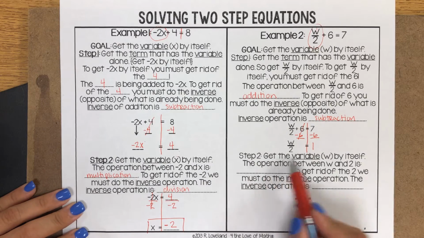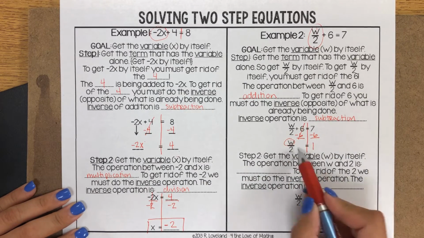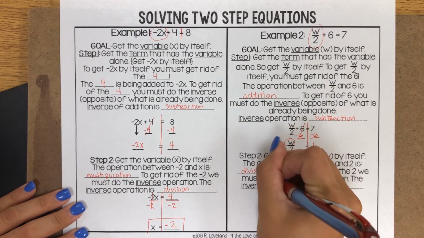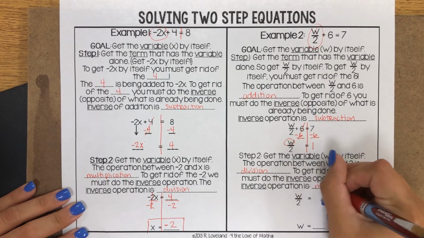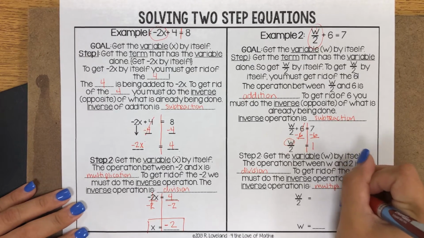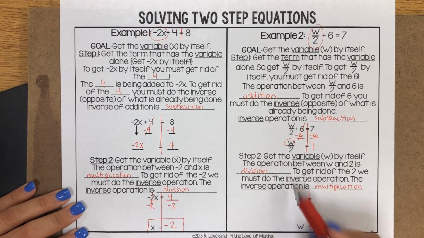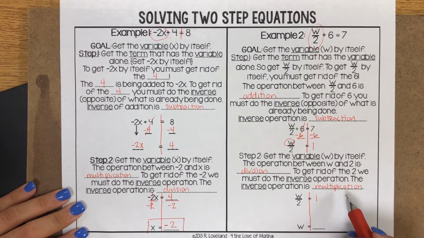So now step 2 is to finally get this w by itself. The operation between the w and 2, we know this bar right here means division. To get rid of the 2, we have to do the inverse operation. The inverse we know of division is multiplication. So I'm going to bring down what I had earlier. The w divided by 2 they brought down for me. We know it equals 1. So we have to do multiplication.